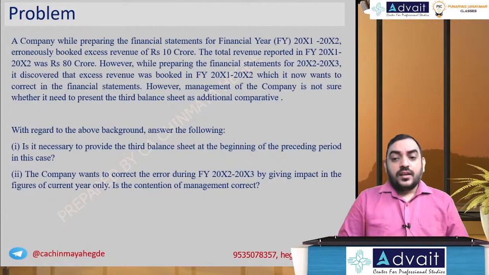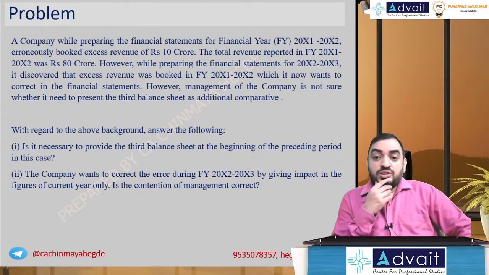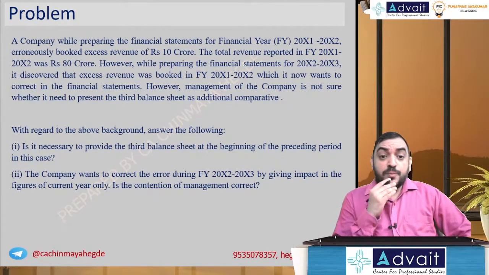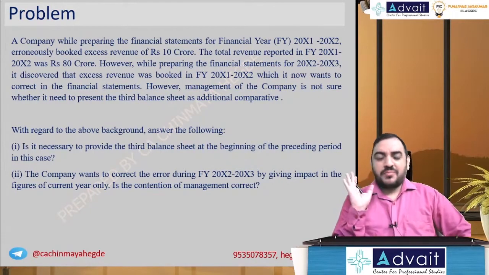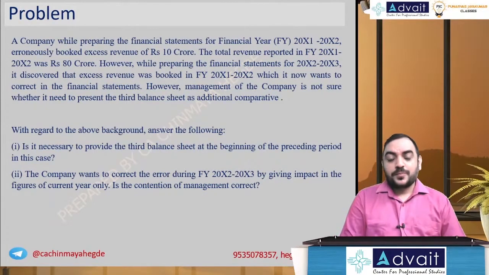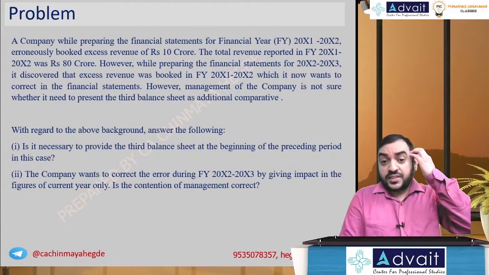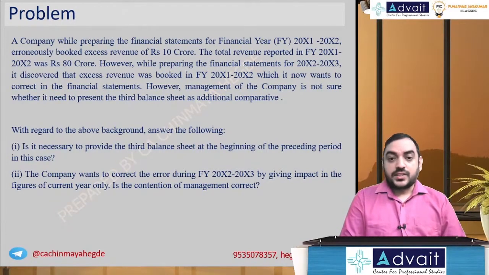Okay, next one. A company, while preparing the financial statements for the financial year 2001-2, erroneously booked an excess revenue of 10 crores. Intentionally, does not matter. There was an error. Erroneously booked excess revenue of 10 crores. The total revenue reported in the year 2001-2 was 80 crores. However, while preparing the financial statements for 2-3, it discovered that excess revenue was booked in the year 1-2, which it now wants to correct in financial statements.